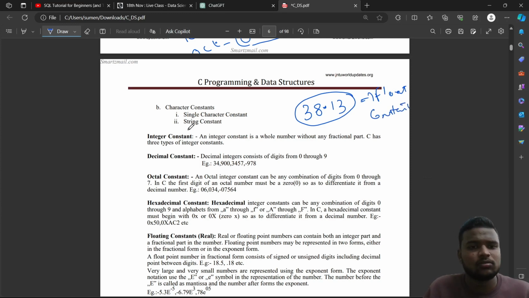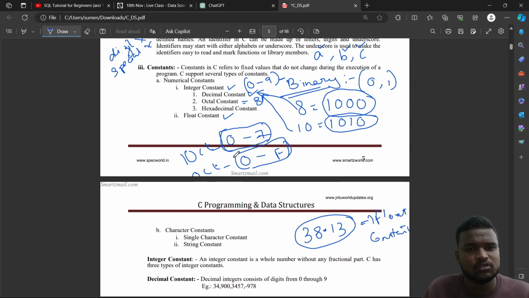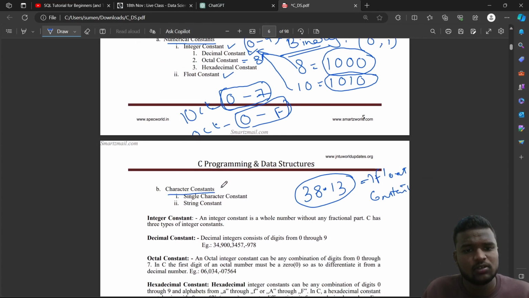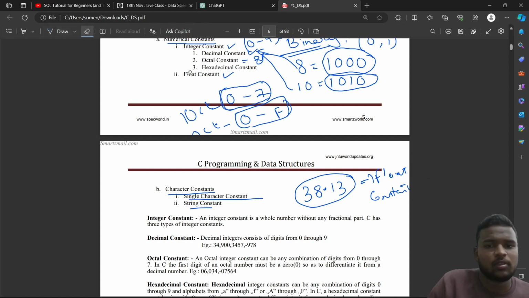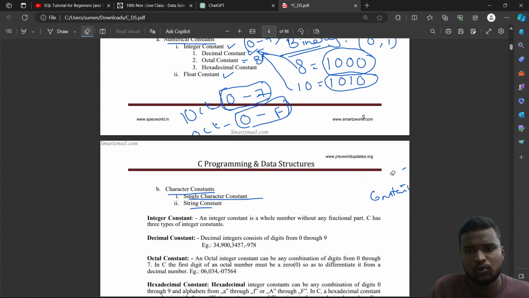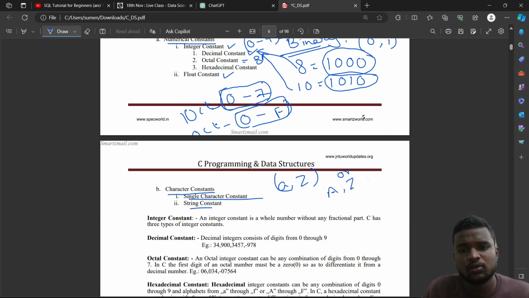Okay. Now moving next, we have float constant, and the first thing we have seen is the numerical integer. Now we will see character constant. Character constant is nothing but we have single character constant and string constant. Let me erase this because it will be confusing for you. A single character constant is nothing but A to Z or capital A to capital Z. We represent character constants within a single inverted comma, which is like this.